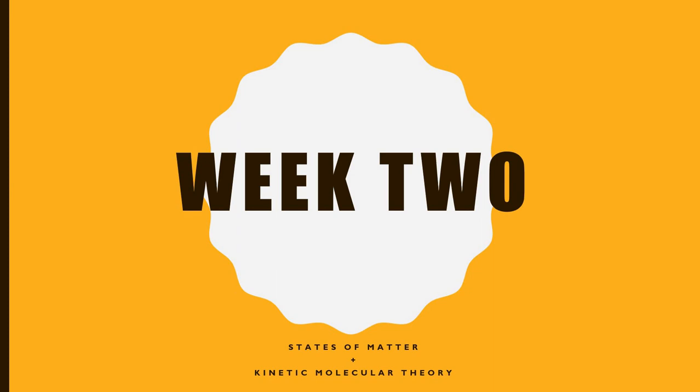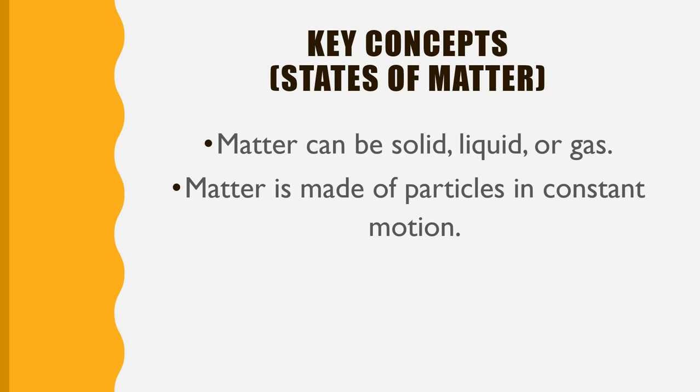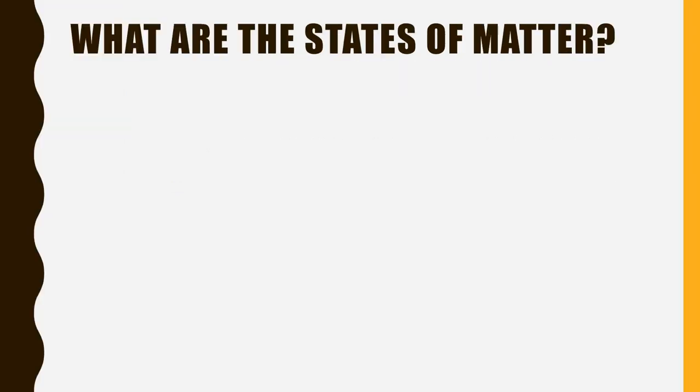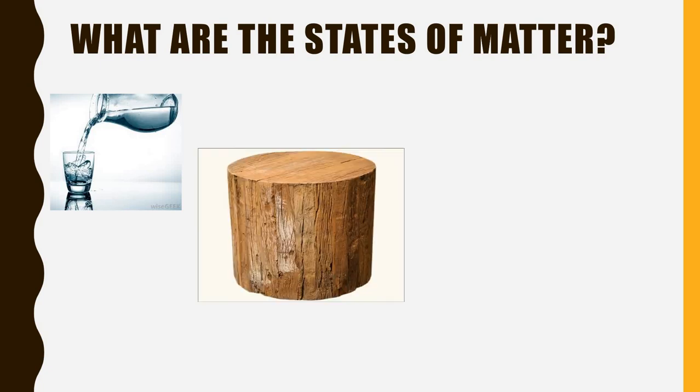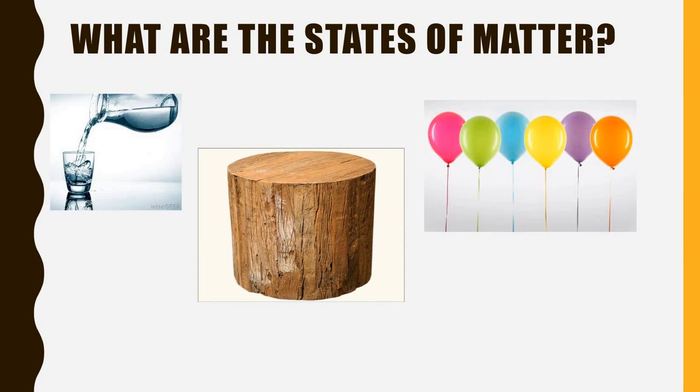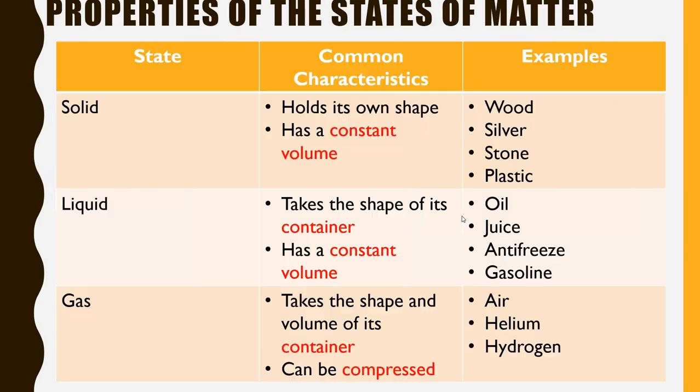We're talking about the states of matter and kinetic molecular theory today. So, key concepts for our first half. Matter can be solid, liquid, or gas, and that matter is made of particles in constant motion. So we're going to be hitting these two concepts hard for this week. All right, so we have three main states of matter. We have liquid, which is our water there. We have a solid, which is our wood, and gas, which these balloons are filled with.